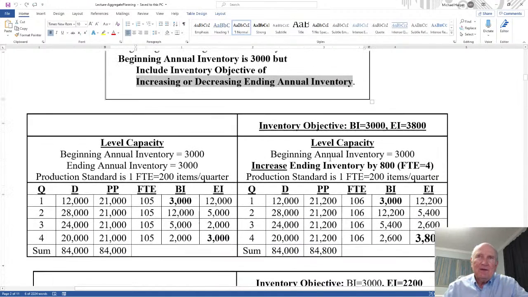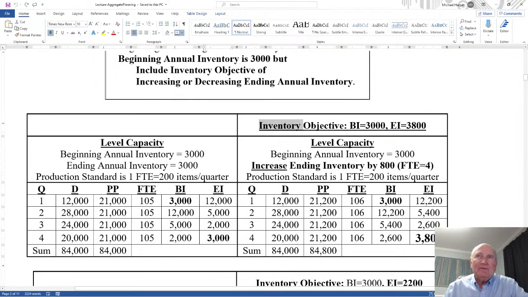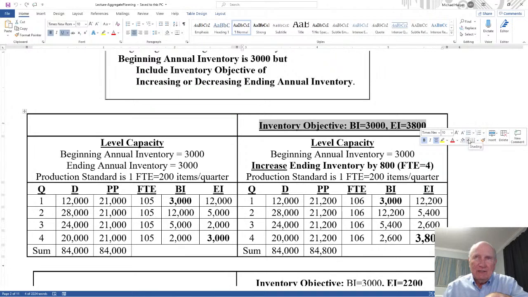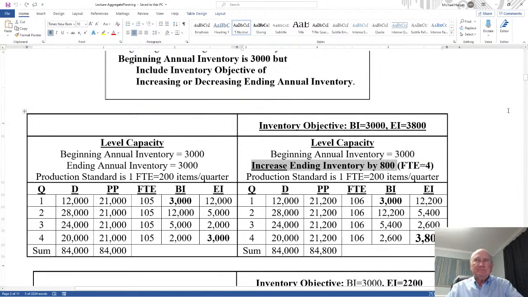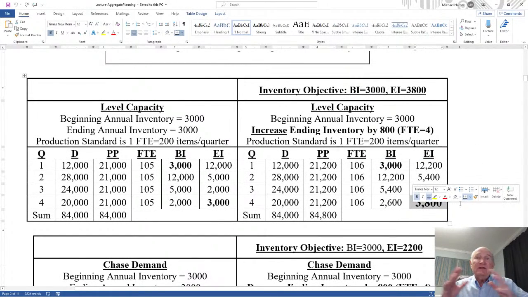So let's look at two cases. First of all, I copied this from above, and notice I start with 3,000 and end with 3,000. But over here on the right, let's introduce an inventory objective where the beginning inventory is 3,000 and the ending inventory, let's say, is 3,800. So my inventory objective is increasing the ending inventory for the year by 800. Okay, so if I start with 3,000, I want to end with 3,800. How do I do that? There's different ways of doing it. I'll be talking about 3 different ways to do this, and it's important to know more than one way, because in some applications, one way may be preferred over another, and some way may be much easier than another. So let's look at all 3.